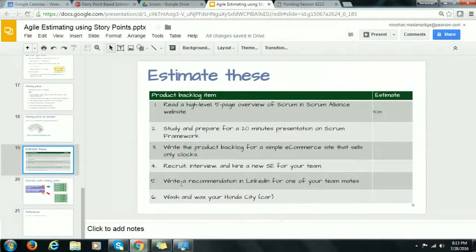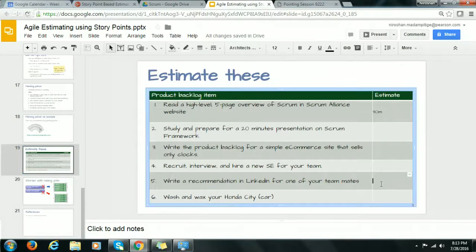So again, if you look at the number 5, write a recommendation in LinkedIn for one of your teammates. I often do that. You probably do that. So what's your estimation? Now you don't have to just limit your comparison to one single story. Compare that with multiple stories. That will give you a figure. So I'll simply say 1.